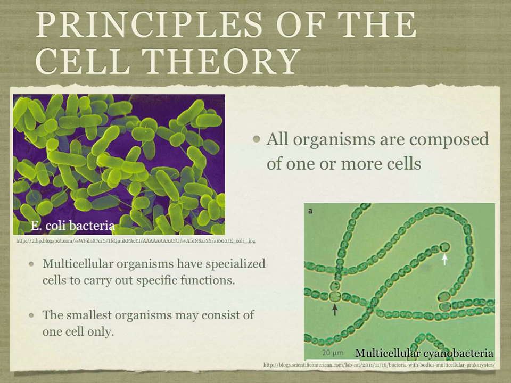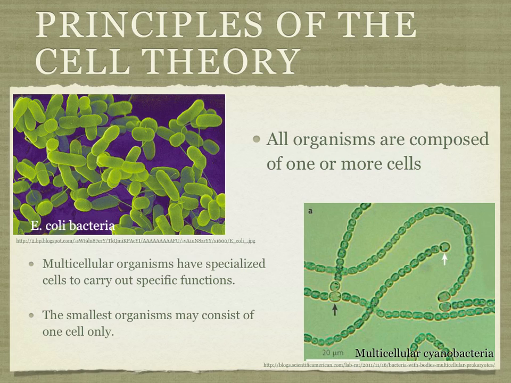The second of the principles of the cell theory is that all organisms are composed of one or more cells. This means when you talk about multicellular organisms like ourselves, for example, multicellular organisms have specialized cells to carry out specific functions. For example, the human heart is made out of muscle cells, and the job of the muscle cells is to contract to provide the movement of the heart. It also has nerve cells that are there to transmit the electric signal that is going to tell these muscle cells to contract.